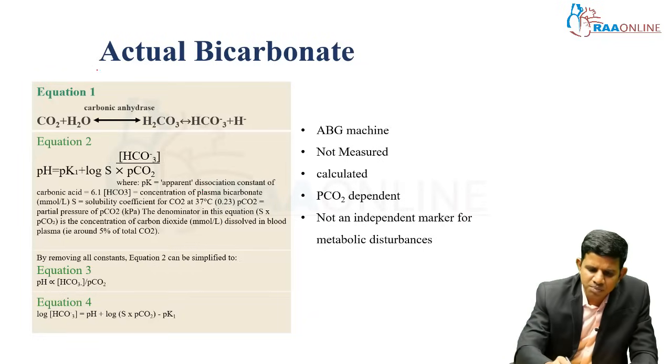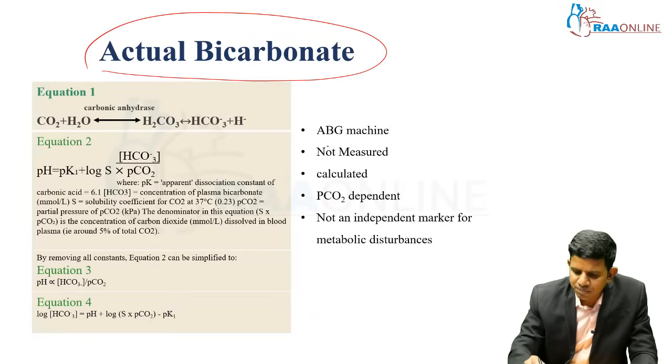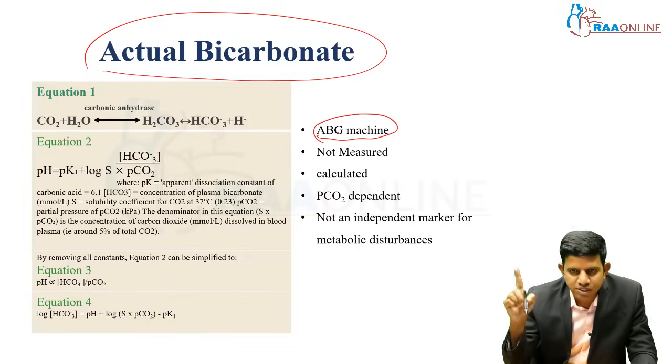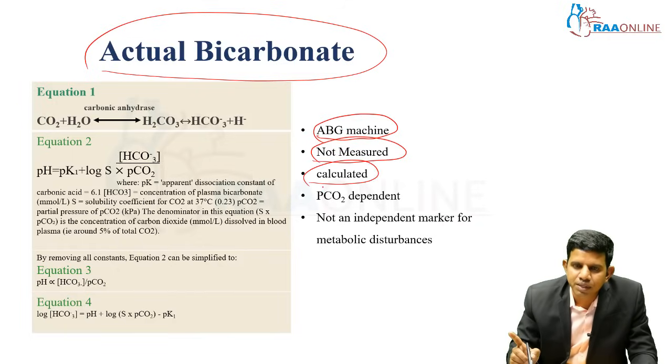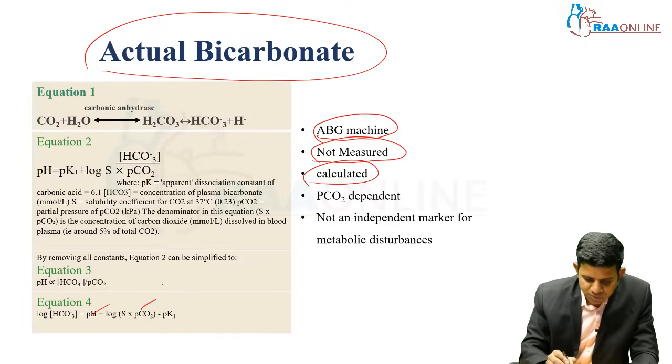Actual bicarbonate is not measured, it is calculated by the ABG machine. You will see how the ABG machine calculates the bicarbonate from pH and PCO2. We all know that this is the Henderson-Hasselbalch equation. If I know my PCO2 level and the pH, I can calculate my bicarbonate. This is the formula.